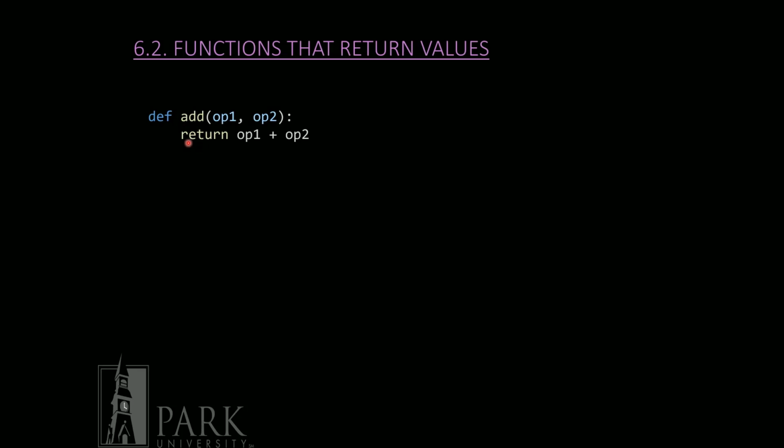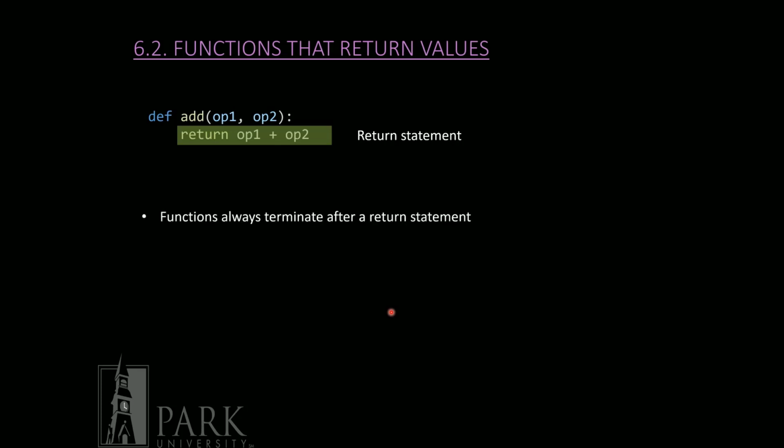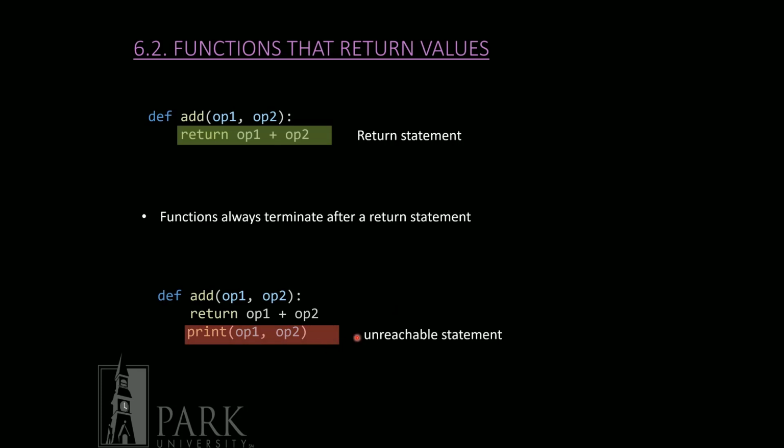We call this the return statement, and functions always terminate after a return statement. So if we had a function that was written like this, this print function would never get executed. It is unreachable code because the function would always terminate after this line right here.